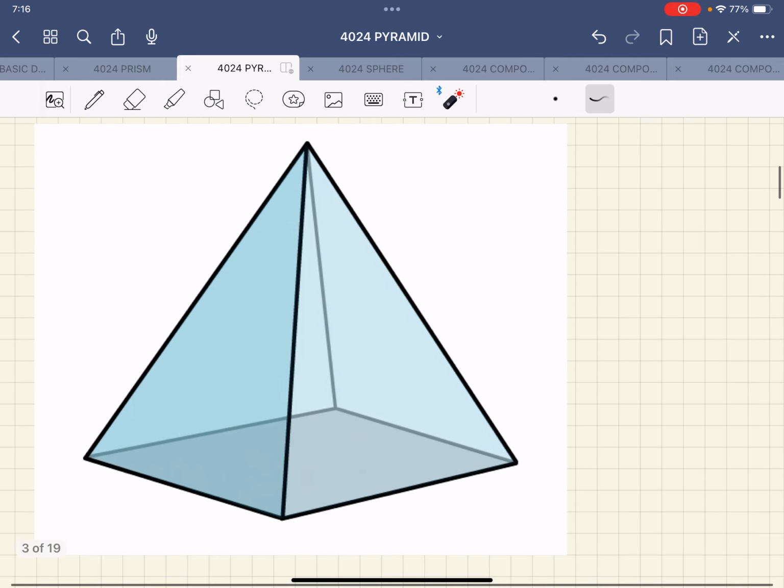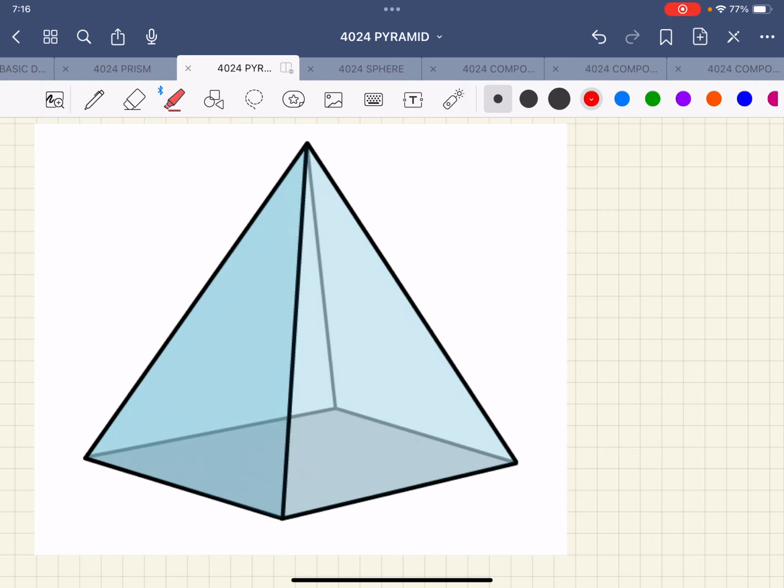So let's look at this diagram. Let me grab a marker and label this side over here. I'm labeling the sides of one of the faces. This is one side. This is the other side over here. And then this is the base of this triangle. So what I have labeled over here is one of the faces of the pyramid.